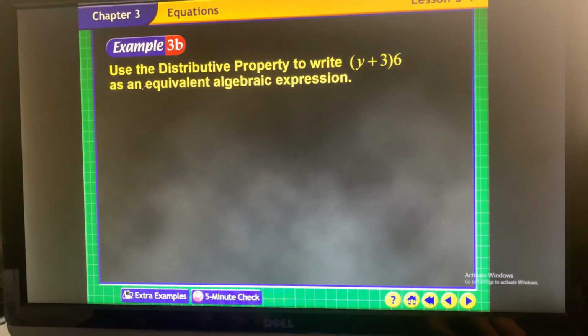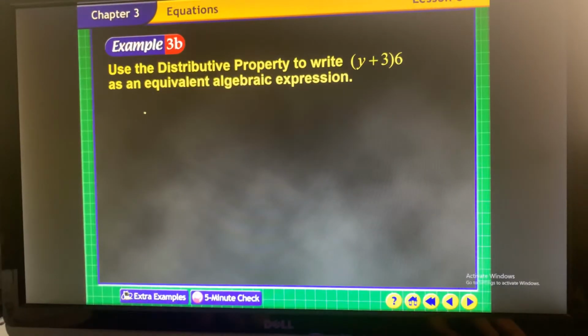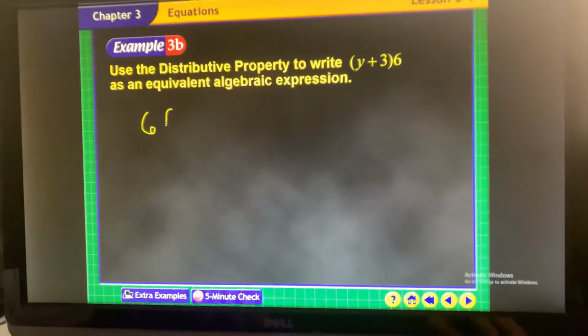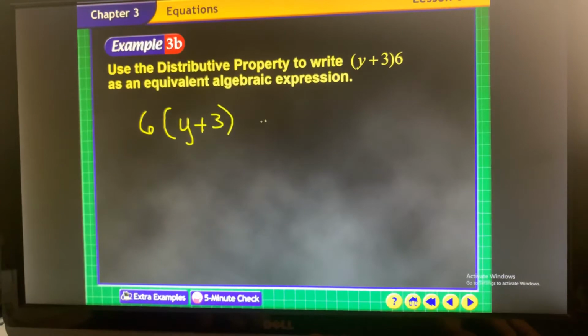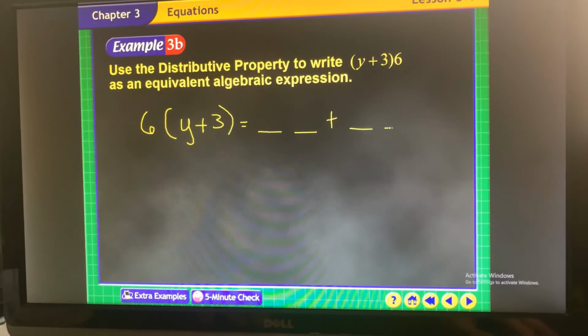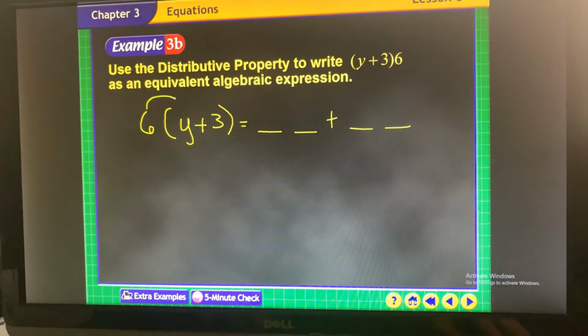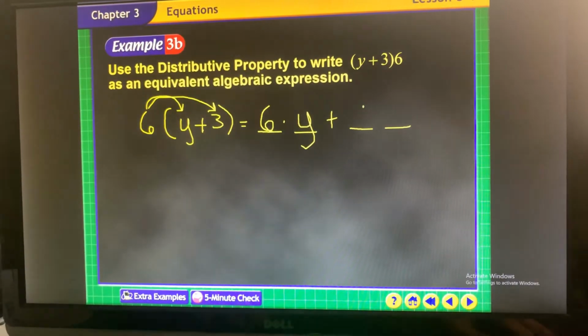It's actually pretty fun. This one is written slightly different, but you don't need to leave the 6 behind it. You can bring the 6 out in the front. Commutative property says it doesn't matter which way you multiply things. So 2 lines for every one thing inside just helps you keep things straight. Distribute the 6 to the y and distribute the 6 to the 3.